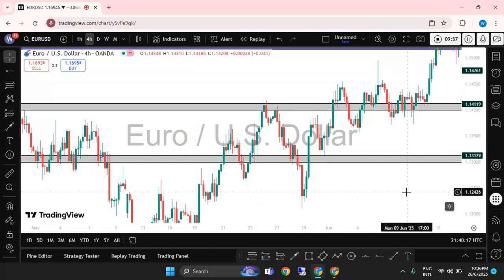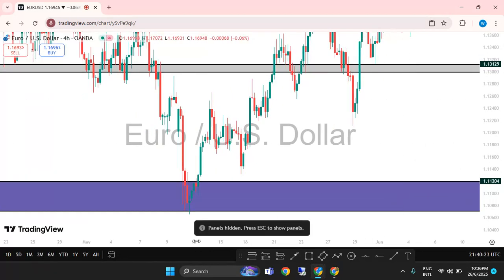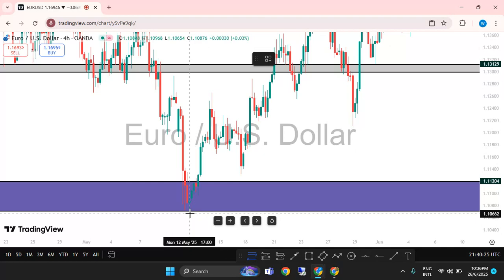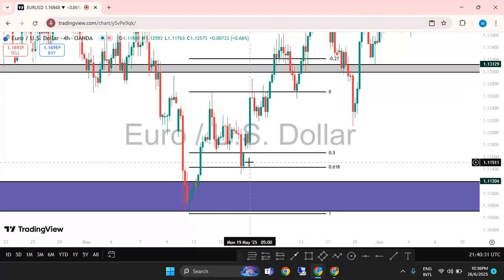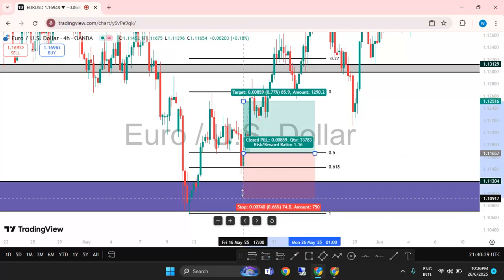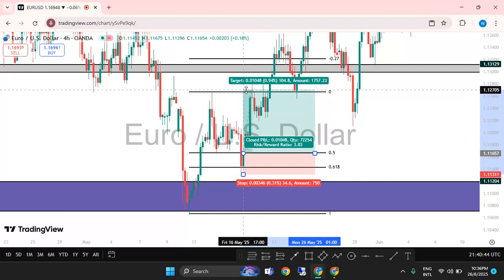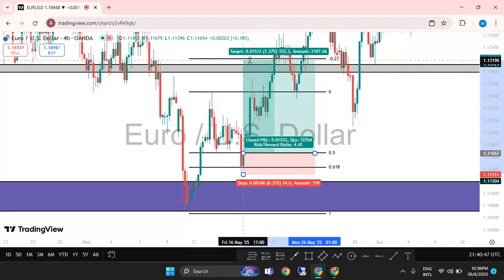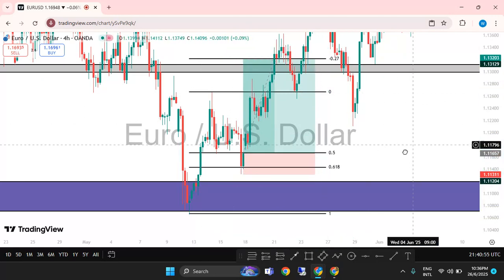Now look at the EUR/USD chart. This is the fib. We fibbed from here to here. At the 0.50, we saw this candlestick confirmation. Our entry will be here, and our stop loss will be here. So TP1 is here, and TP2 is here. So this is how it is. See, the TP1 is here and the TP2 is here.